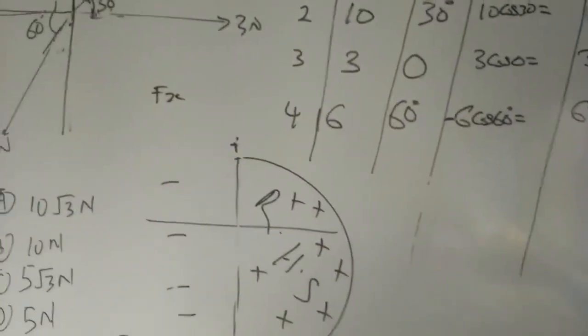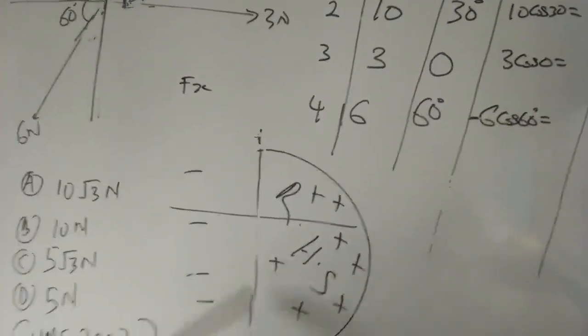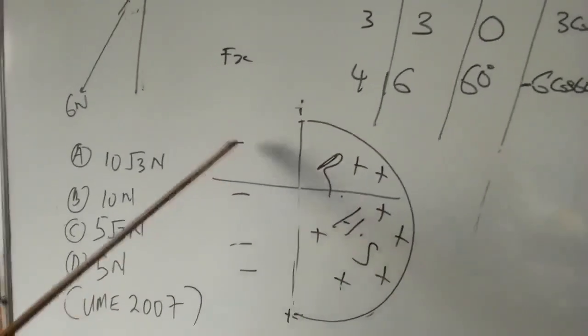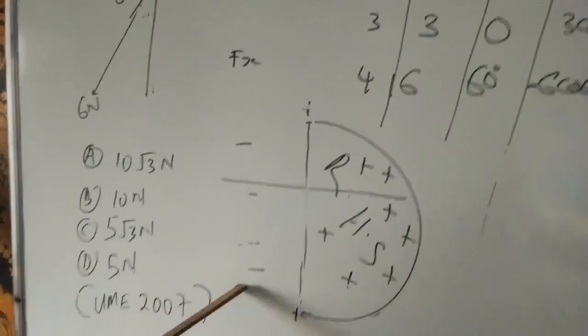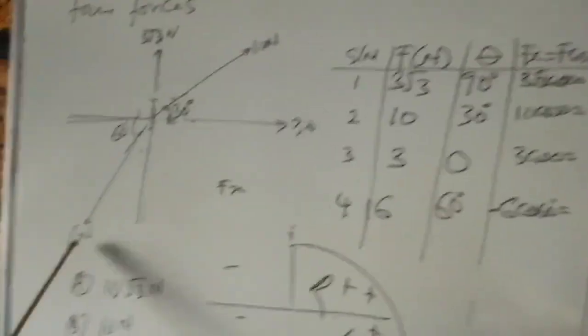I will repeat myself. To find Fx, we'll have to look at the plane very well. We'll cut from the vertical axis, positive at the top and bottom, and move to the right hand side. All the forces on the right hand side will be taken as positive, while all the forces on the left hand side will be taken as negative. So you can see that the 3 root 3 is at the middle, the 10 Newton on the right hand side and the 3 Newton on the right hand side will give positive values, while the 6 Newton on the left hand side gives a negative value.